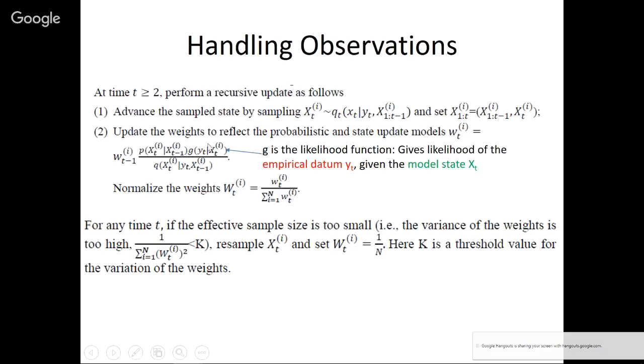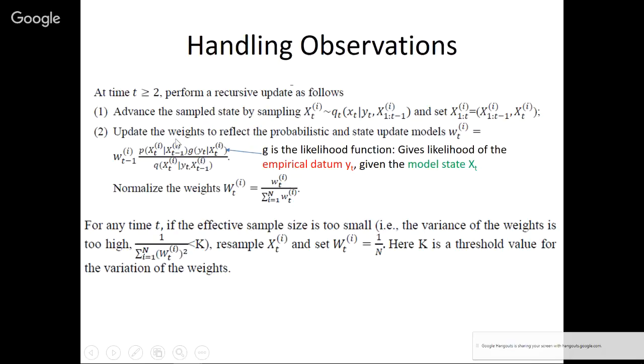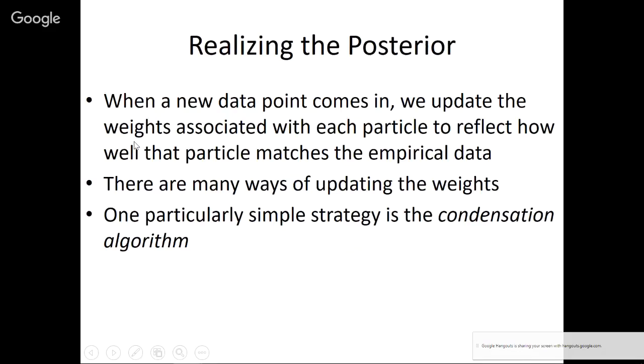So in short, states of the model that are posited by a particle and are consistent with the empirical data are upweighted. Hypotheses about the world that have poor consistency with the empirical data are downweighted. They're weighted lower. Okay. So when a new data point comes in, we update the weights associated with each particle to reflect how well it matches the empirical data, how consistent the state of the world we posit with that particle is with the empirical data. And it turns out there are many ways of doing this.